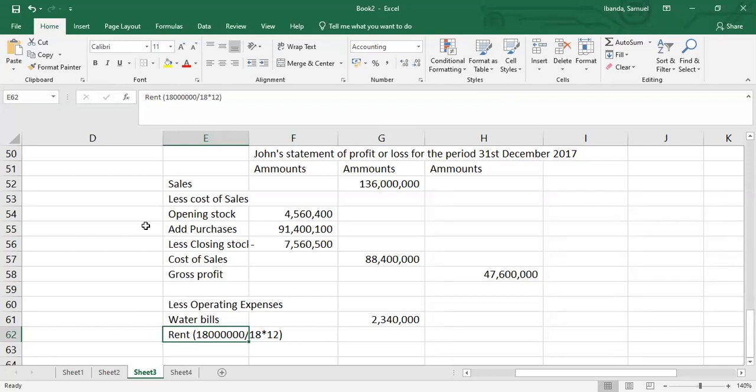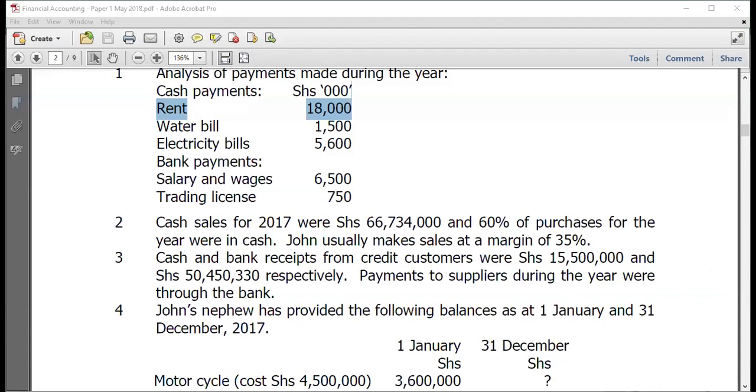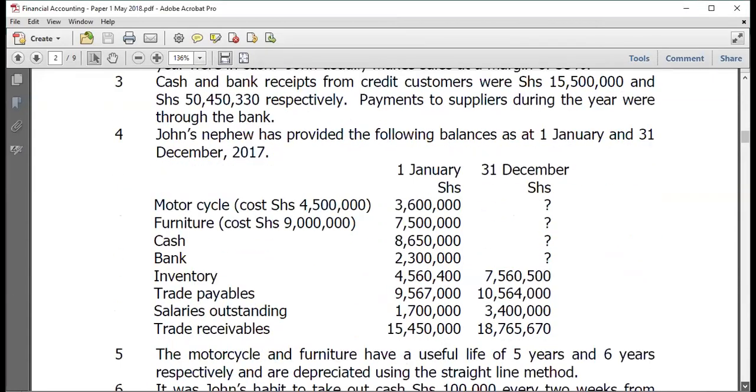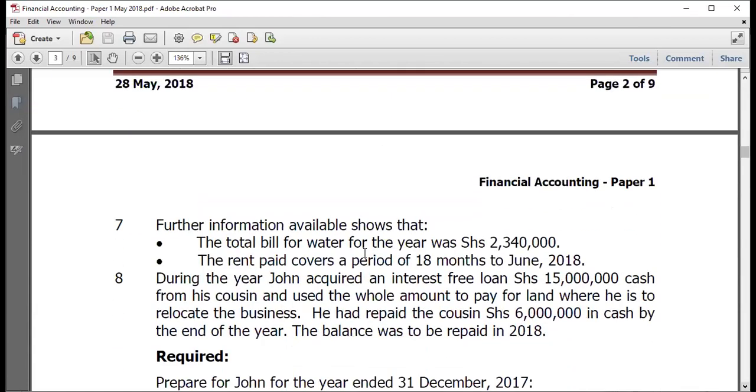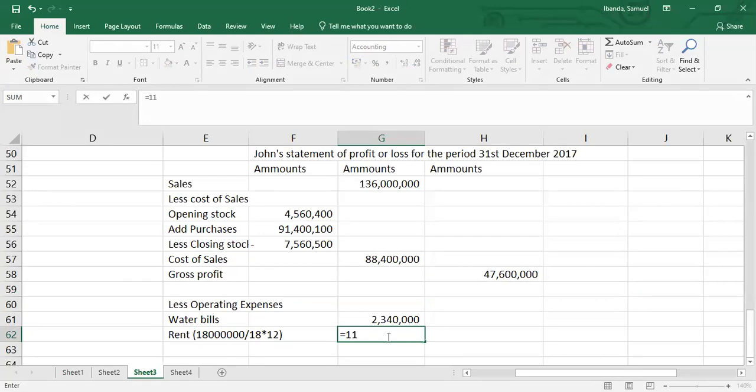So the time I went off, I was trying to explain more about how to determine the rent. Given the question, we have to determine the rent that relates to the year. The rent that relates to 18 months was 18 million, but I was trying to determine what relates to the year. So right here, I'm going to get 12 million.